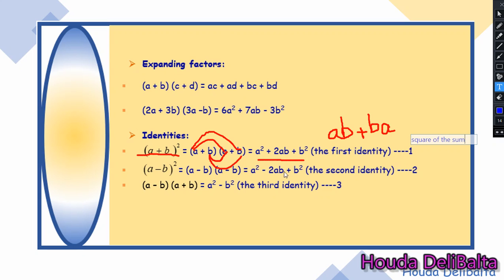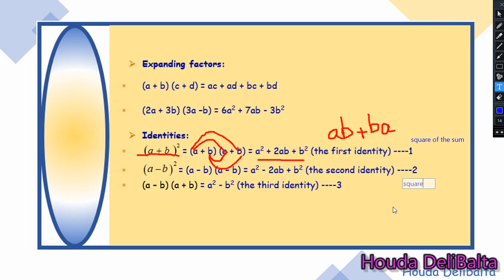So notice that the extremities are positive, because if you multiply plus with plus, you'll get plus, and if you multiply minus with minus, you'll get plus. So always the extremities are positive. In the middle, the sign is according to the given sign in the middle. So if there is plus in the middle, then the sign in the middle is plus. If there is minus in the middle, then this sign in the middle is minus, while the extremities are always positive. The second identity is also called the square of the difference.